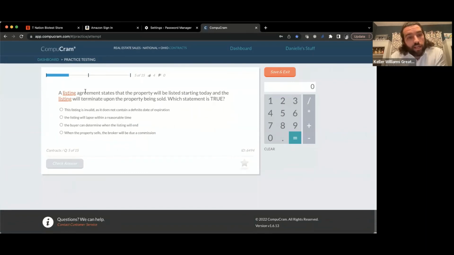Question number 5, a listing agreement states that the property will be listed starting today and will terminate upon the property being sold. Which statement is true? A, the listing is invalid because it does not contain a definite date of expiration. B, the listing will lapse within a reasonable amount of time. C, the buyer can determine when the listing will end. Or D, when the property sells, the broker will be due a commission. Which one of these, pray tell, is true?